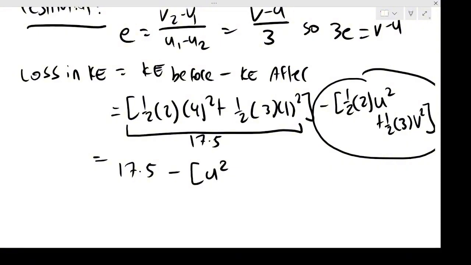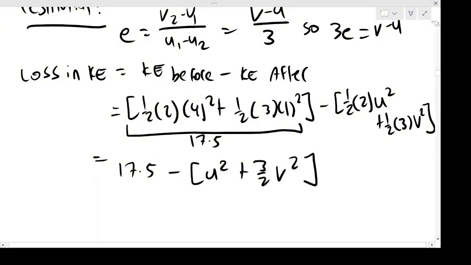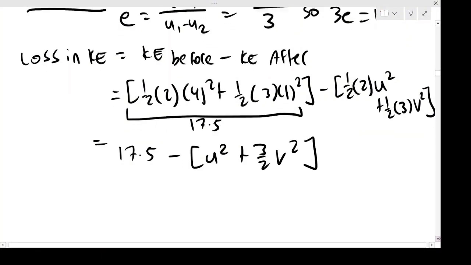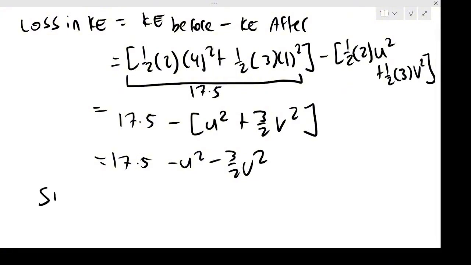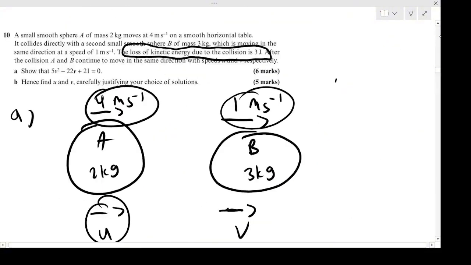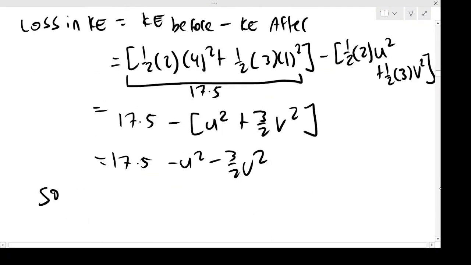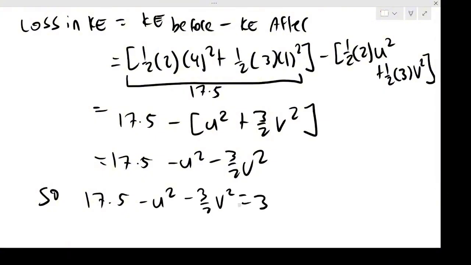And then a half times 3 is 3 over 2. So we're going to get 3 over 2 v squared, okay? So there we are. We can expand this bracket out to get 17.5, take away u squared, take away 3 over 2 v squared, okay? Now, we also know that the loss in energy is 3. So actually, we can equate this to 3. So that means 17.5 minus u squared minus 3 over 2 v squared is equal to 3.